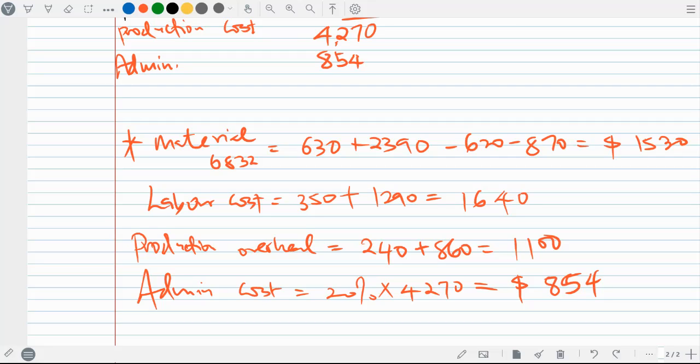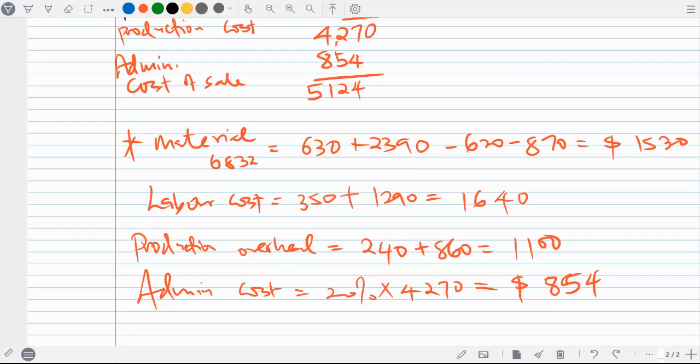Therefore total cost, let me call it cost of sale, which includes admin cost and marketing cost added to the cost of sales at a rate of 10%. So the cost of sale for this particular unit is how much? 5124.